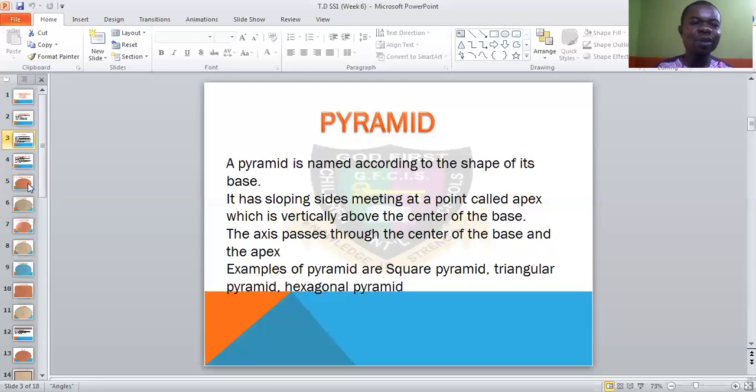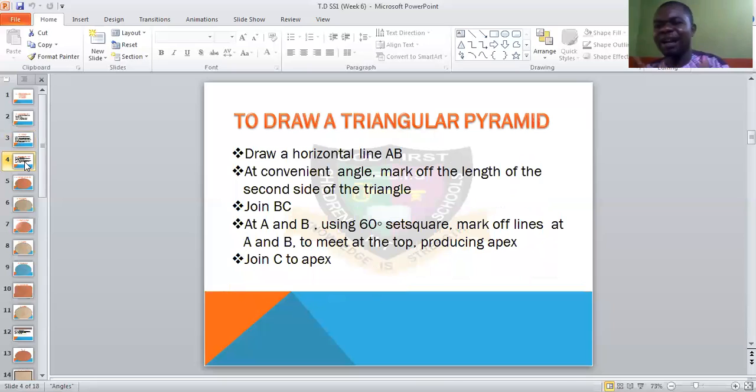We need to have some of the examples constructed, like to draw, like the triangular pyramid. How do you go about this? First, you draw the horizontal line, like we normally do, AB. At a convenient angle, mark off the length of the second side. You're going to draw a triangle. You know how we get the triangle. After drawing this line, you mark off the length of this other side. Then you join them to get the third side. You have gotten, it could be an isosceles, could be scalene, it could be an equilateral triangle.